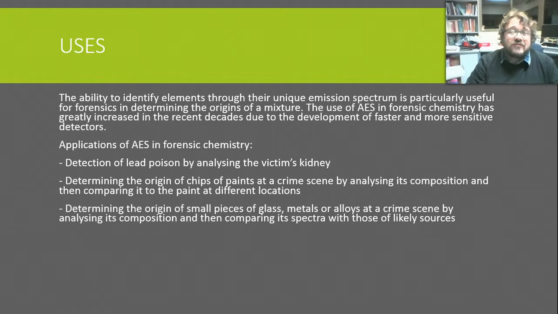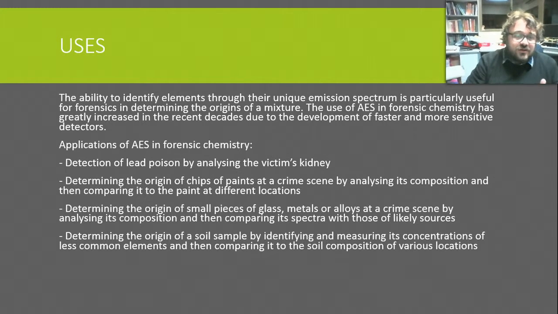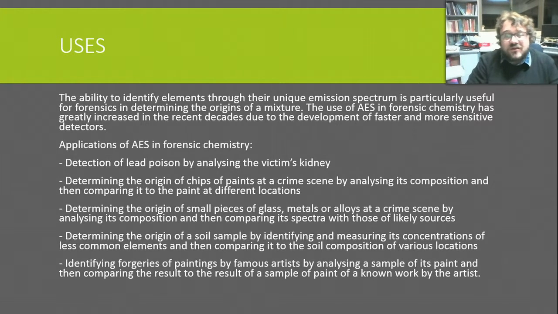So now we're going back to our, I think, second or first video. Small pieces of glass or alloys. And this is especially true of glass, because glass is highly variable. So you can compare it with those from the likely places. You can determine the origin of a soil sample based on the minerals that are in the soil. You can also identify forgeries. Paints of different times, or paints used by artists, are going to be different from those used by forgers.